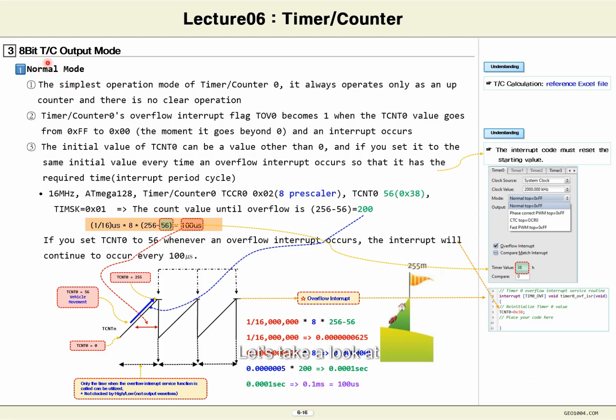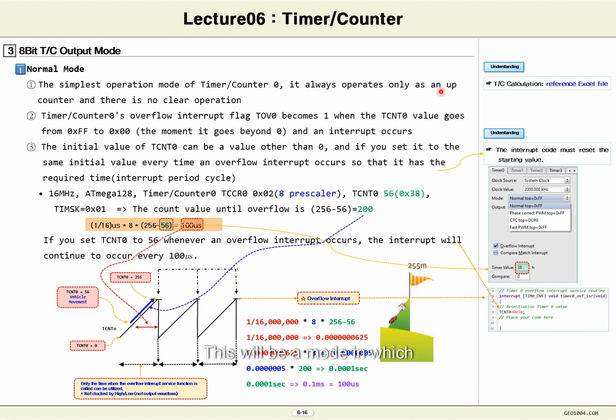Let's take a look at the output modes of the 8-bit timer counter. The output mode can be confirmed in the interface like this. There are 4 modes: normal, phase correct PWM, CTC, and fast PWM. First, let's look at normal mode. Normal mode is the simplest operating mode of timer counter 0.